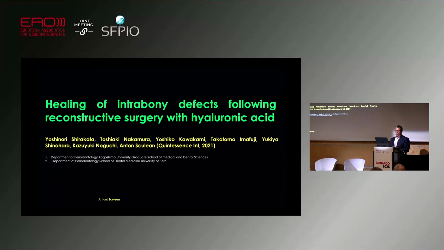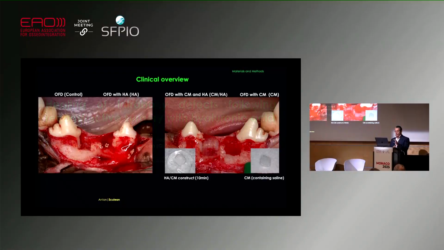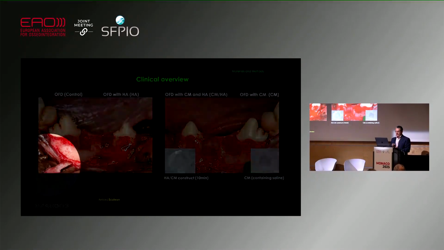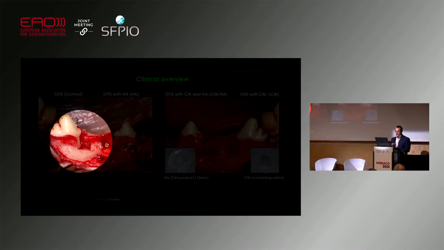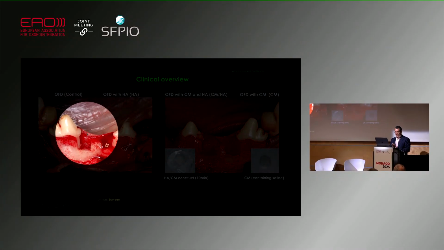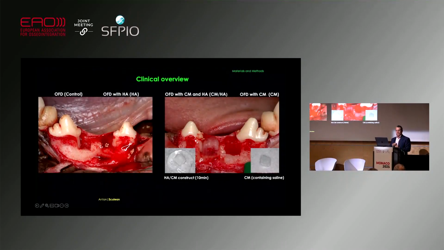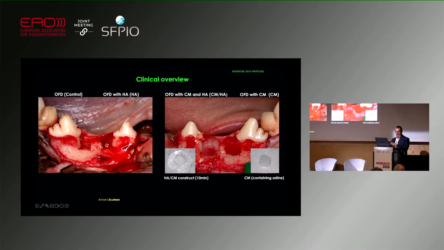So Dr. Shirakata performed a number of experiments together with us on the effect of hyaluronic acid in different types of defects. The first experiment was conducted in a standardized animal model, and we created this kind of box-shaped, non-contained intrabony defect. Non-contained means that this defect doesn't heal by itself perfectly, and these defects were treated with either hyaluronic acid using the Regedent BG.